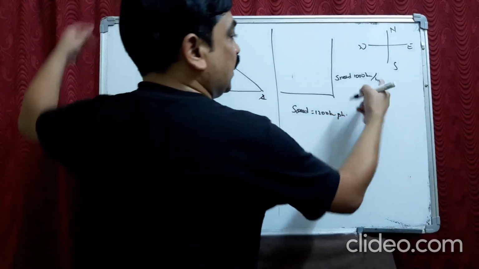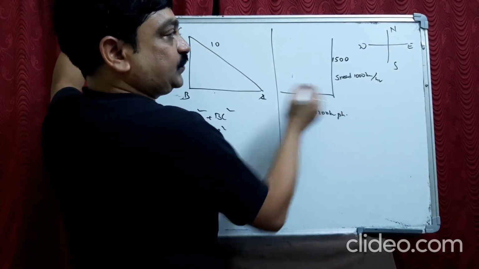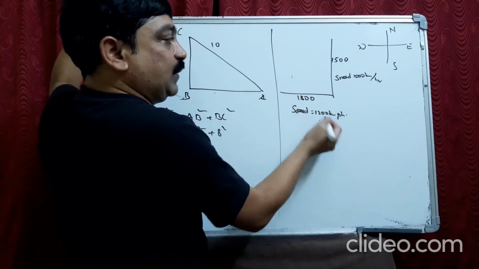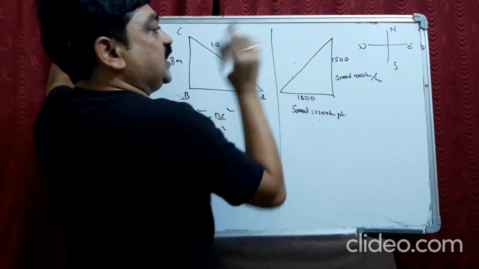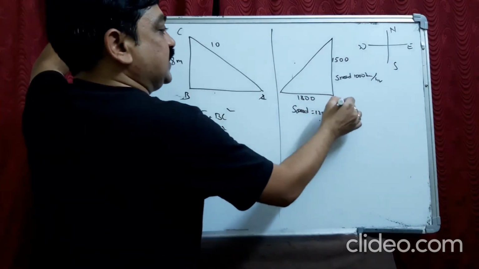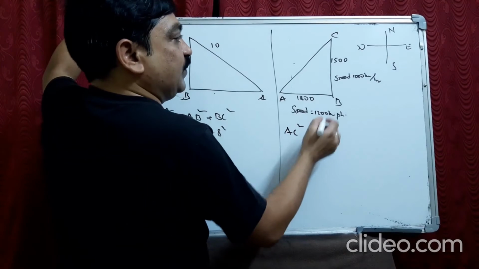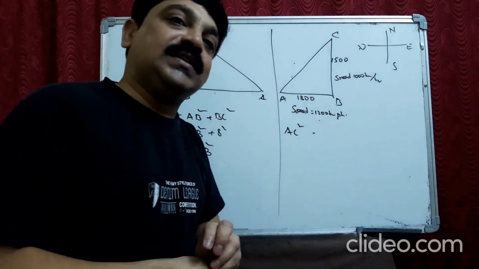If it is 1000 km per hour, it will be 1500 after 1.5 hours. And if it is 1200 km per hour, it will be 1800 after 1.5 hours. So what will be the distance between them? So I take this A, B, C. Now AC square we need. These are the speeds for 1 hour, so I have taken the distances for 1.5 hours directly.